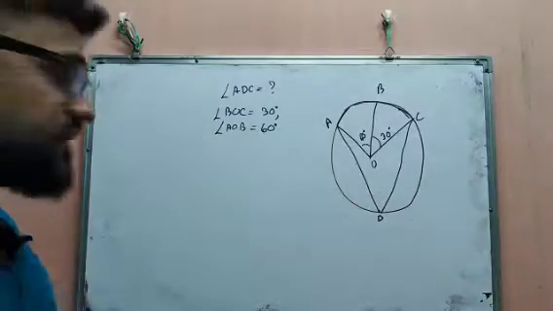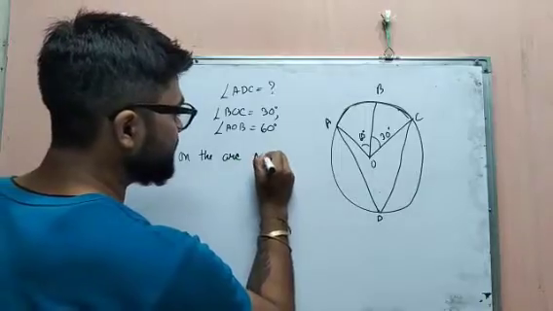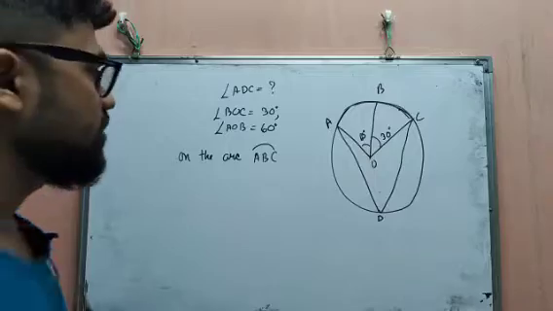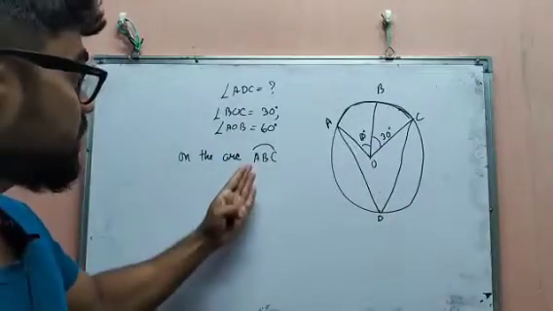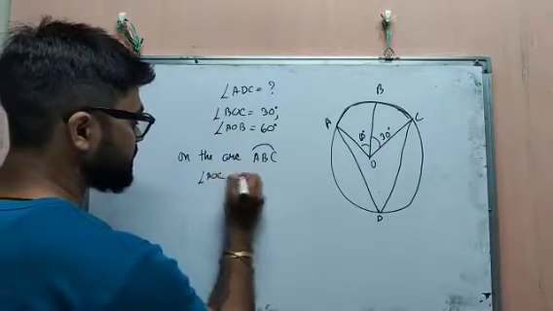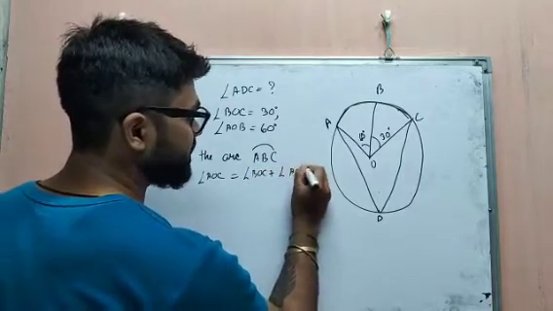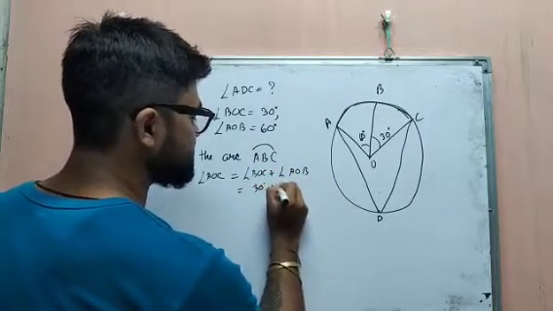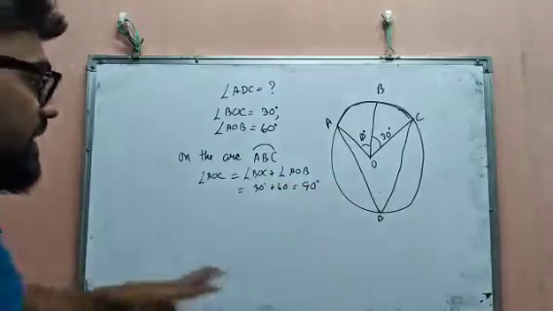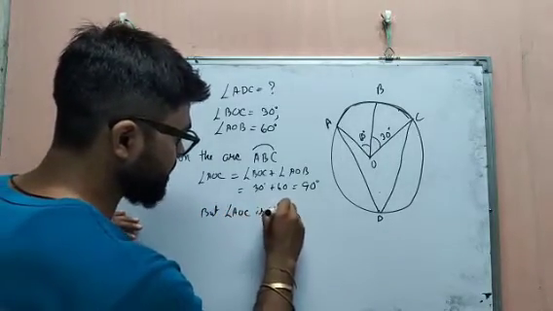this angle AOC is the central angle on the arc ABC, or you can also write the arc AC only. Then angle AOC equals angle BOC plus angle AOB, so we get 30 degrees plus 60 degrees equals 90 degrees. So AOC is the central angle.